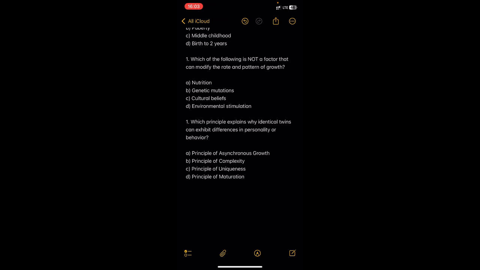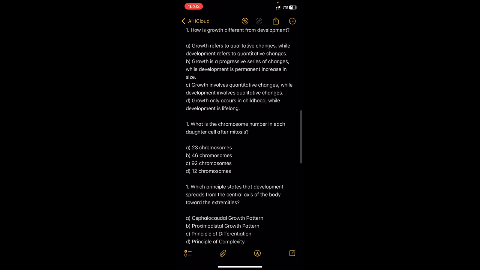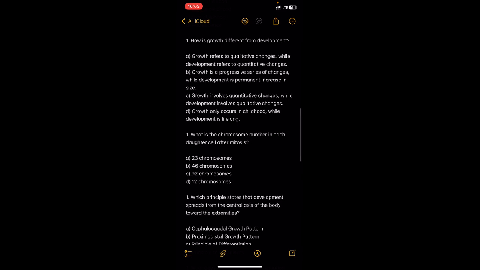I'm sure that's sometimes with the complexity. You cannot say for certain because you cannot specify the cause of something in a body, because growth is very complex. Uniqueness, everybody's unique. Maturation. Okay. So I think with that, I also want to recap on maturation.